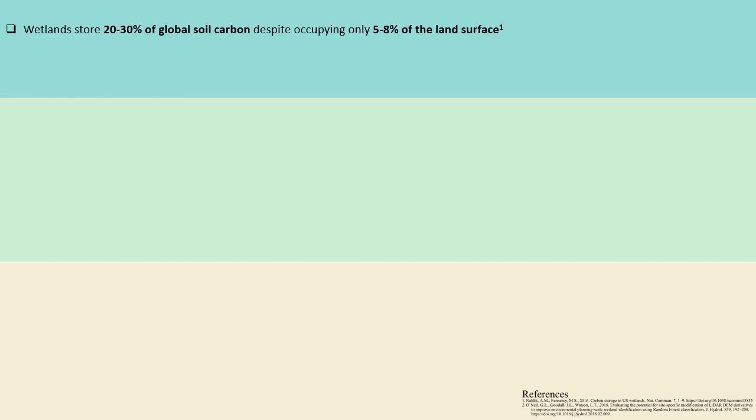Wetlands are fascinating because of their disproportionate contribution to carbon storage in their soils, storing between 20 to 30% of the global soil carbon pool, while only occupying 5 to 8% of the land surface. While we can measure visible wetland extent more easily, a portion of wetlands are forested and hidden below the canopy.